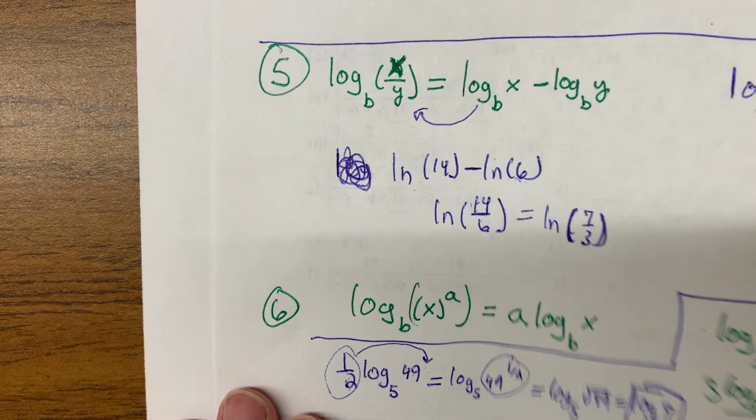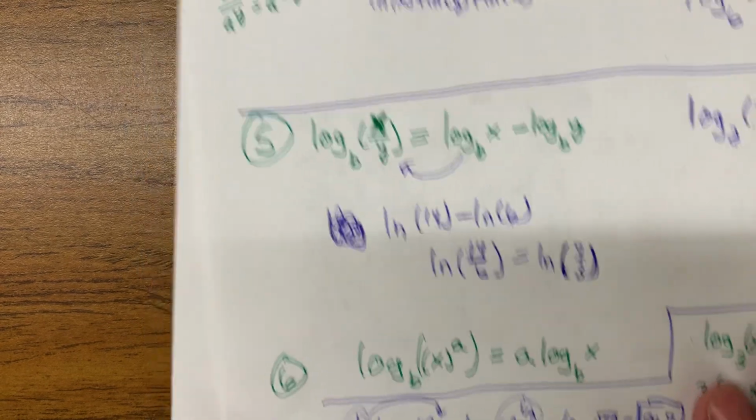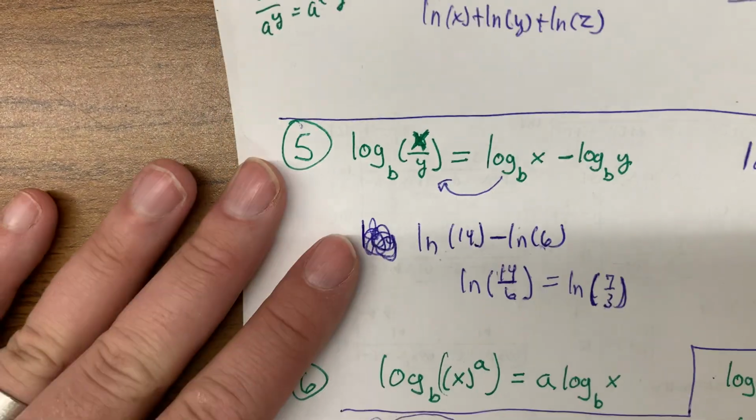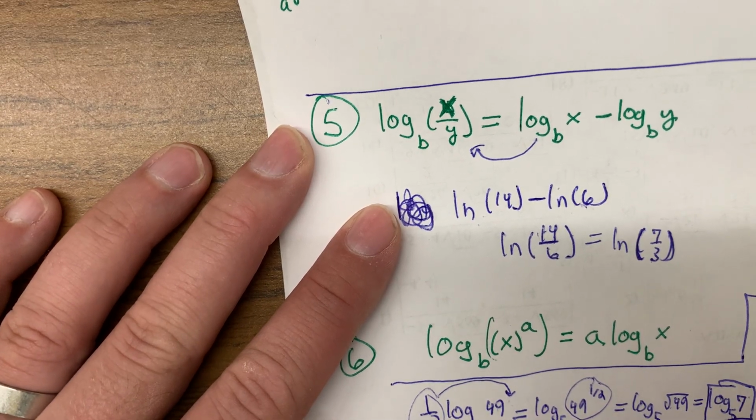Okay, cool. So I wanted to show that. And also, sometimes these are written slightly different. Sometimes these are written as like log base 5 of 49 divided by 2.